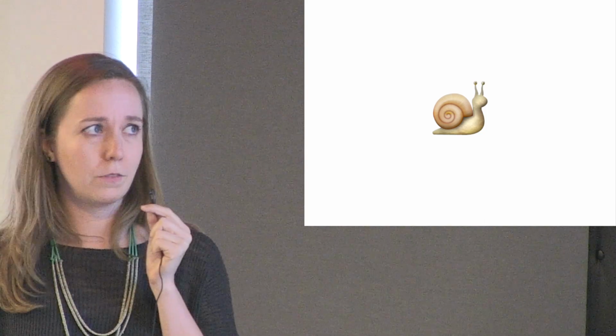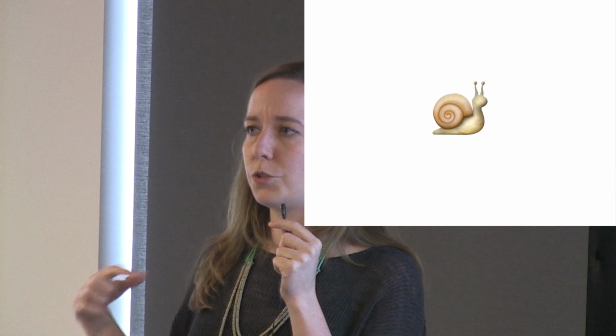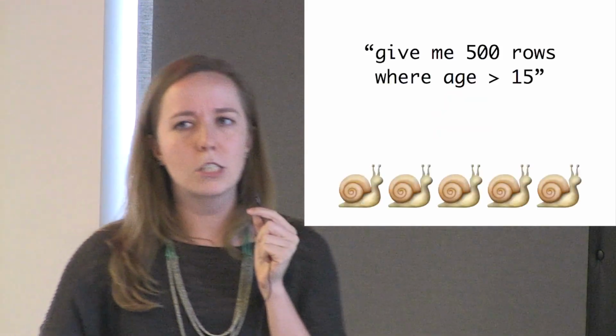I don't actually remember the specific thing I was trying to do. That's been lost to the sands of time. But I was probably doing something like this, where I was taking this huge data set and trying to trim it down so I could develop quickly, and then run the whole thing. So I was probably doing something like, give me 500 rows that I care about. And so this was really slow.